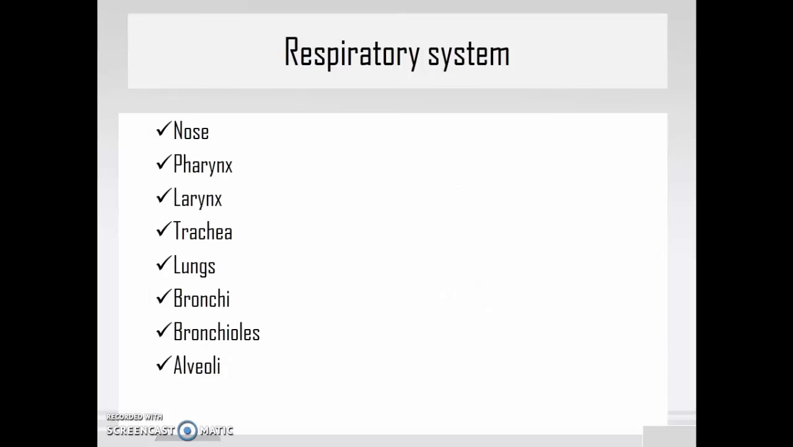So the respiratory system has various organs which are listed here: nose, pharynx, larynx, trachea, lungs, bronchi, bronchioles and alveoli. Alveoli is just 1 cell thick. It is like capillaries, which are also just 1 cell thick. In alveoli only, gas exchange takes place. All right.